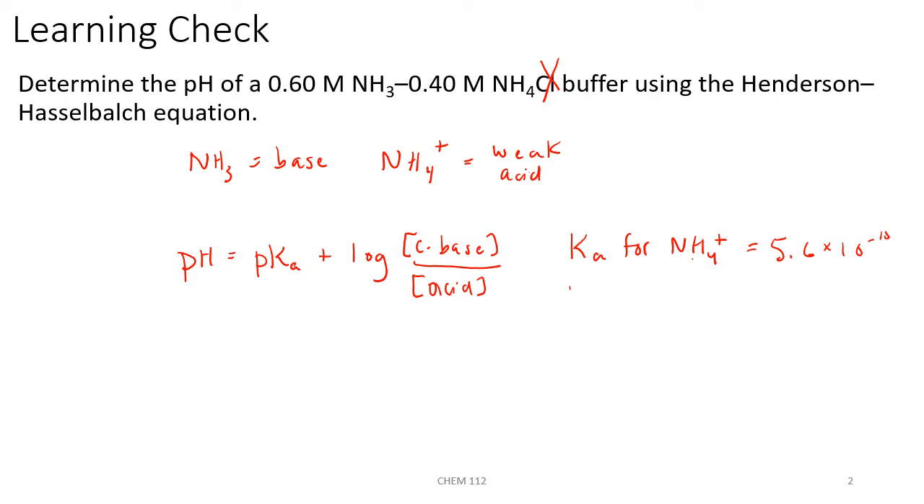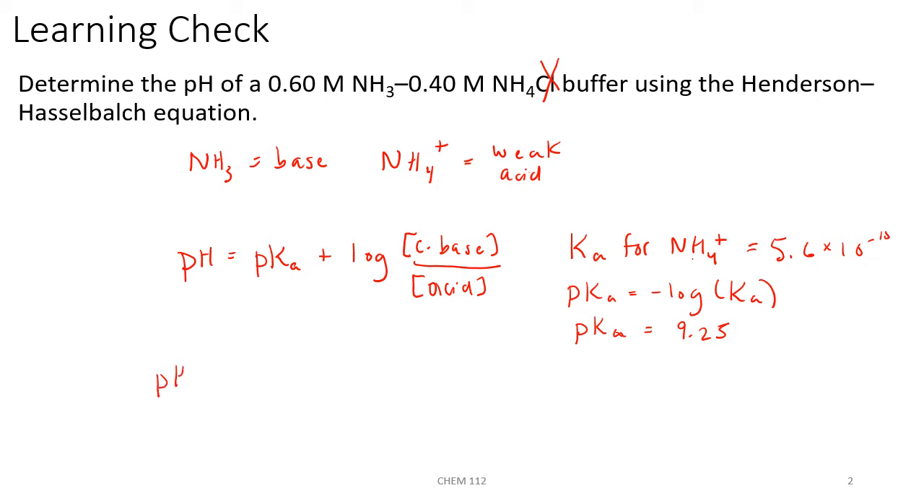And if we want to calculate the pKa, we would take the negative log of the Ka. Anytime we take the pH or pOH, pKa, we take the negative log of whatever that is. So the pKa for the ammonium ion comes out to being 9.25.